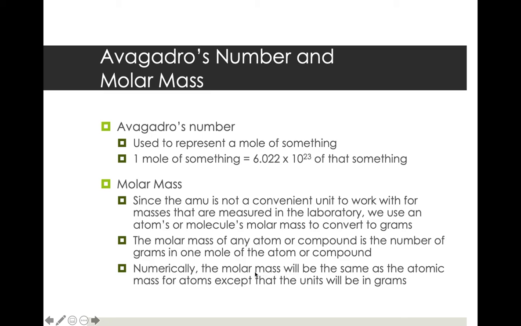So numerically, molar mass for an element will be the exact same as the atomic mass. It'll just have units of grams per mole instead of AMU, but units of grams per mole are much more useful to us in the calculations we're going to be doing for pretty much the rest of chemistry than trying to work with things in AMU, which is just not a practical unit to work with in a lab setting.